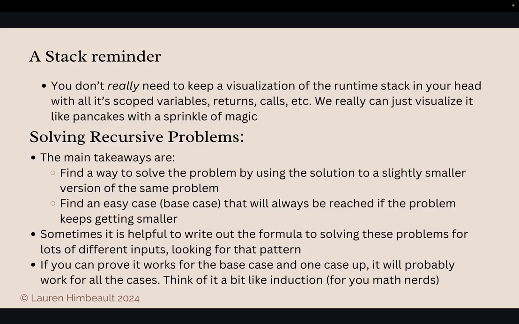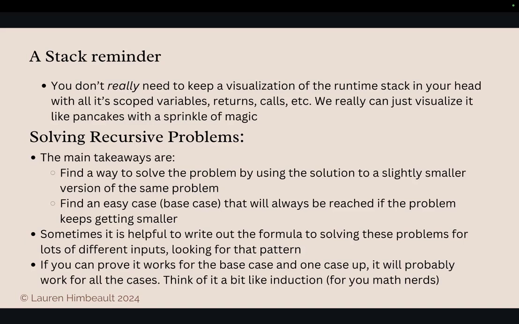So the main takeaway here when it comes to recursion is that we need to find a way to solve our problem by using a solution that's slightly smaller than the version that we started with. It's the same problem, we're just solving a smaller case. So when we think about our factorial problem, we start off trying to find 5 factorial, and in order to find 5 factorial, we have to take 5 and multiply it by 4 factorial.